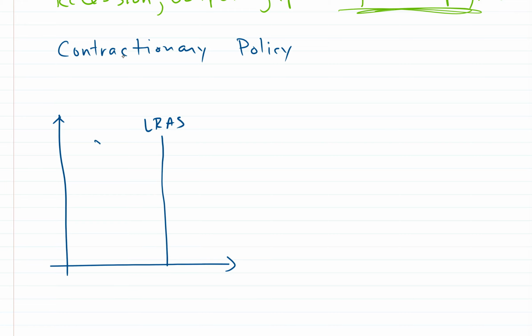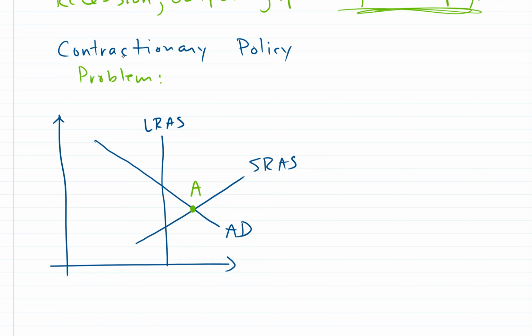Okay, so let's suppose you have the opposite problem. In this case, your economy is expanding too fast. So your economy is here. So the problem, we got inflationary pressure. If our equilibrium was at A, this is showing a situation of inflationary pressure.